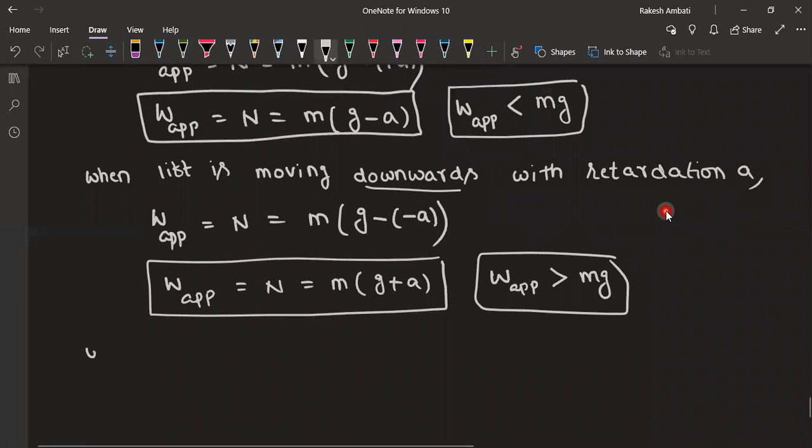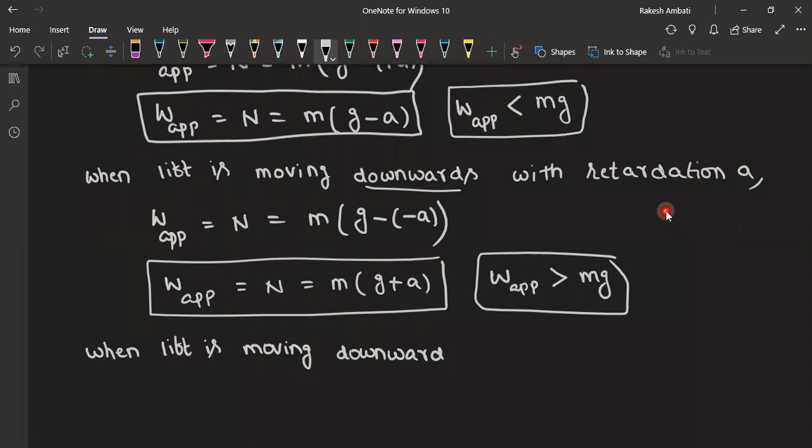Next point: when the lift is moving downwards with uniform velocity. Uniform velocity means acceleration is 0. In this case, we have to find the apparent weight or normal force.